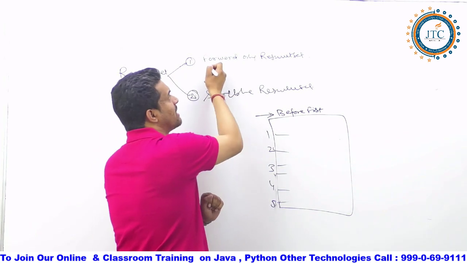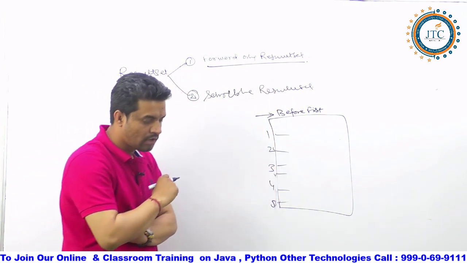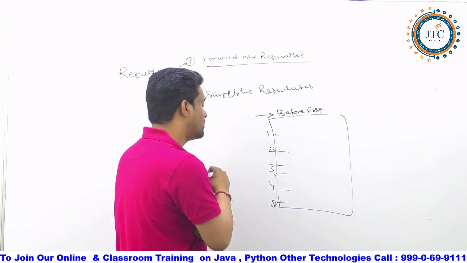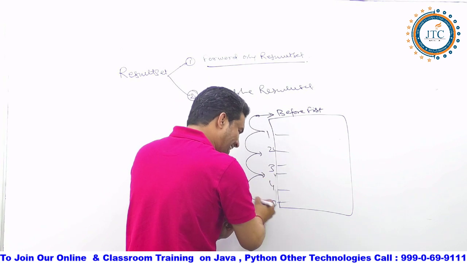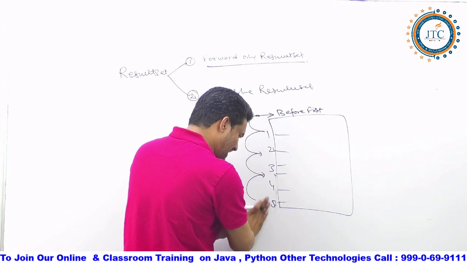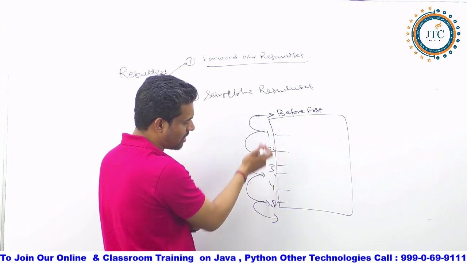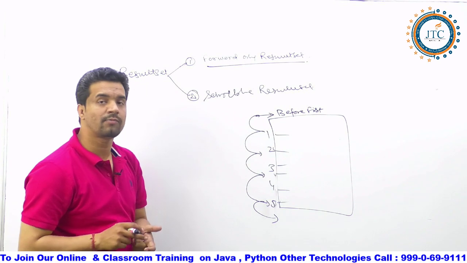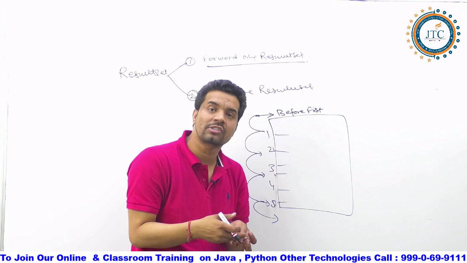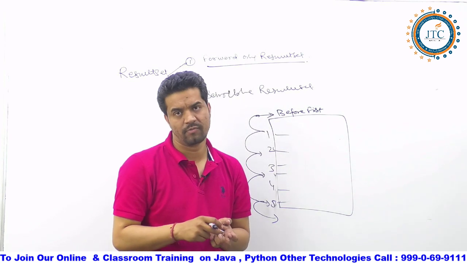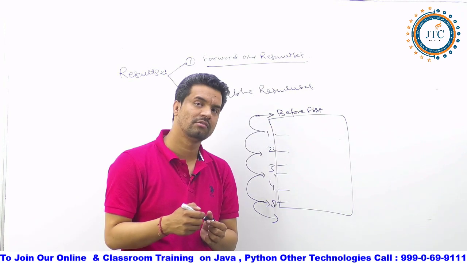So if my ResultSet is forward, keep it in mind, then we can fetch the record only in the forward direction. If your ResultSet is forward, you cannot traverse your ResultSet more than once. We cannot traverse it more than once.